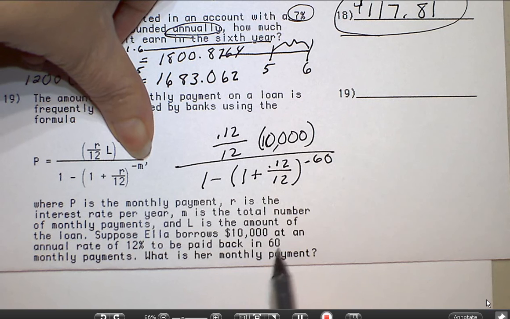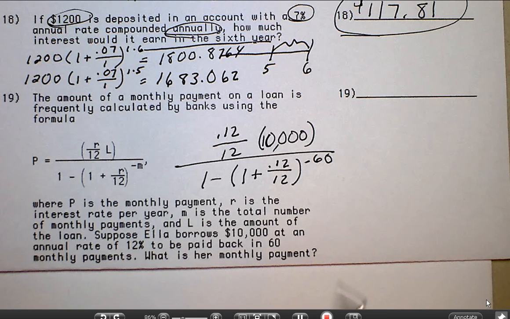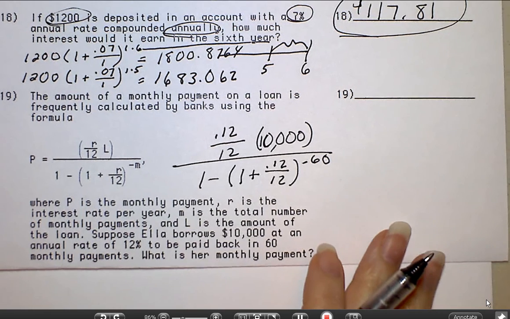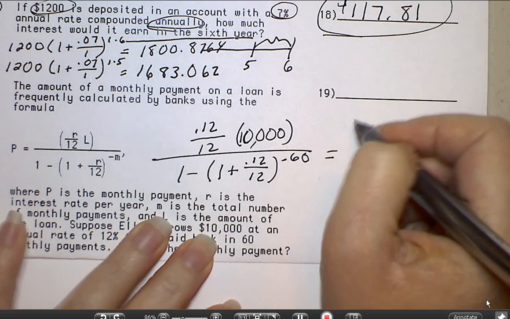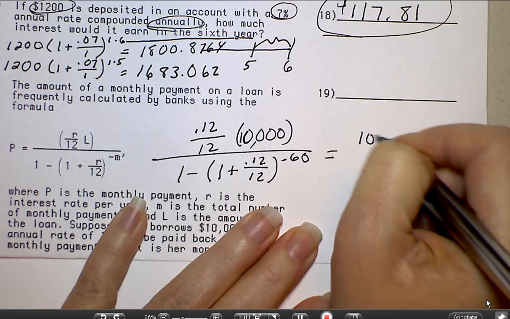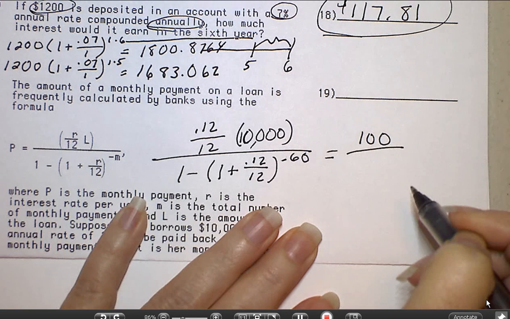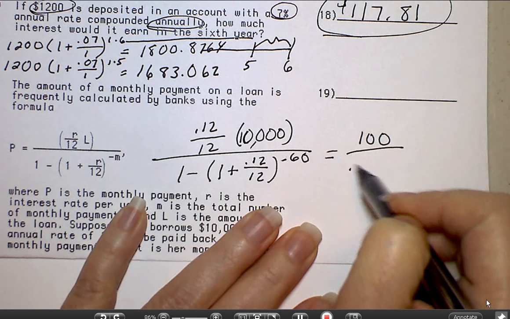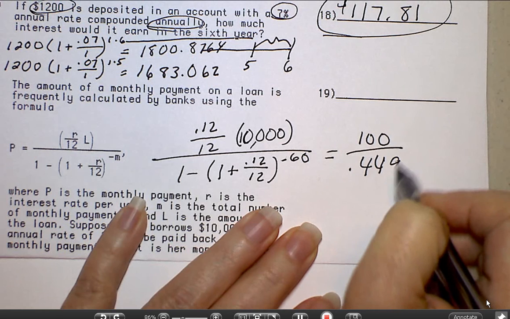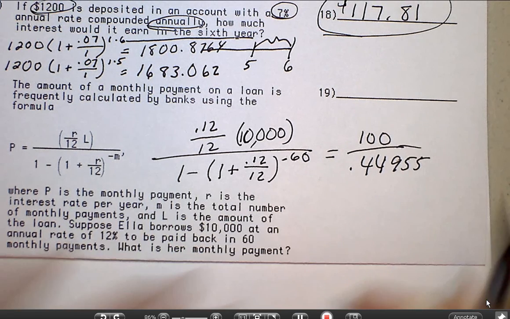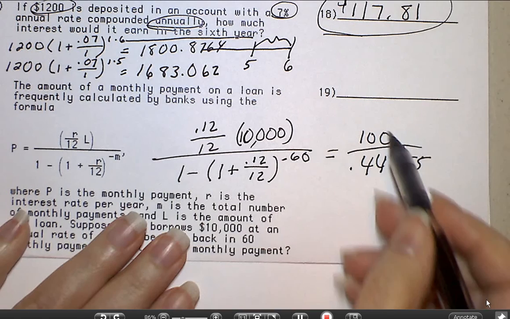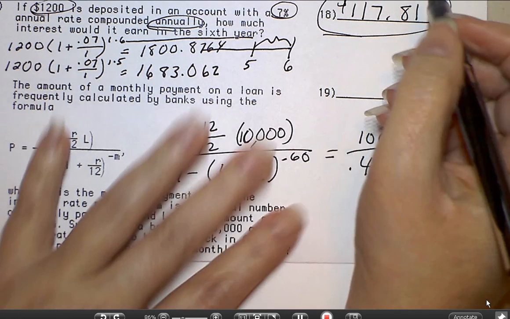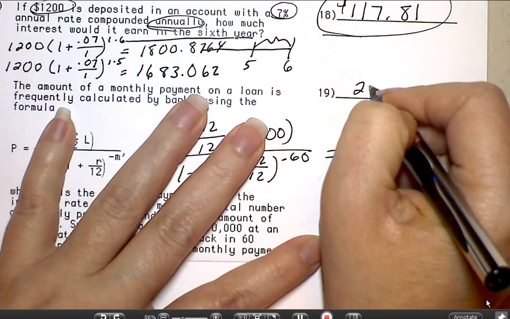When you put this into your calculator, put the top in and then put the bottom in. So when you put the top in, you should get 100, and the bottom I get 0.44955. So then divide it out, and once you divide those two out, you should get 222.44.